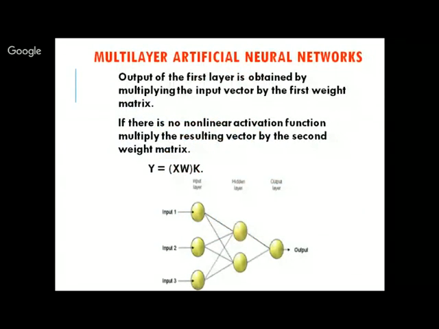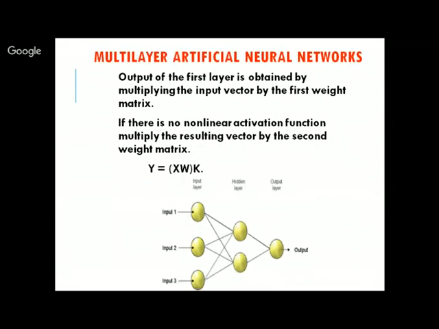See here, this is also a multi-layer network. Main characteristic of a multi-layer network is that it is a feed-forward network. Here the network architecture is feed-forward. What do you mean by feed-forward? Output of the first layer is given as the input to the second layer.